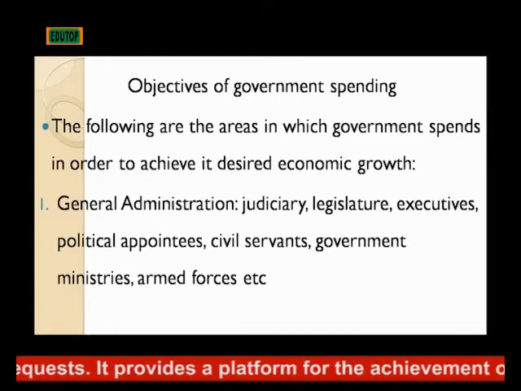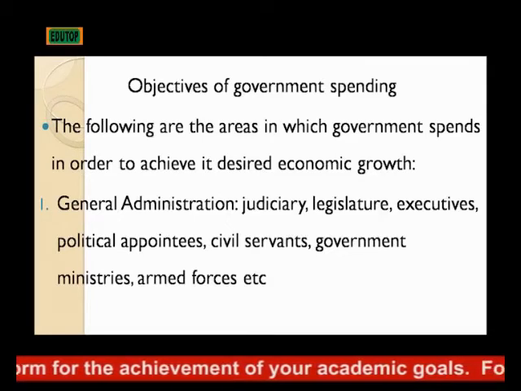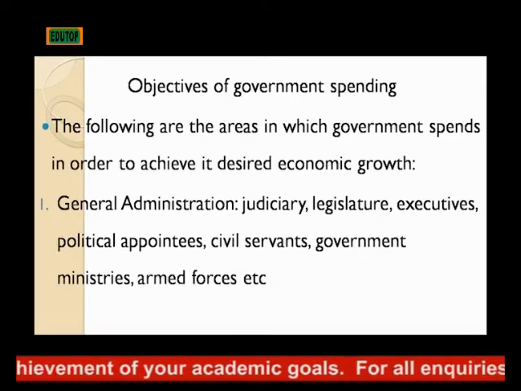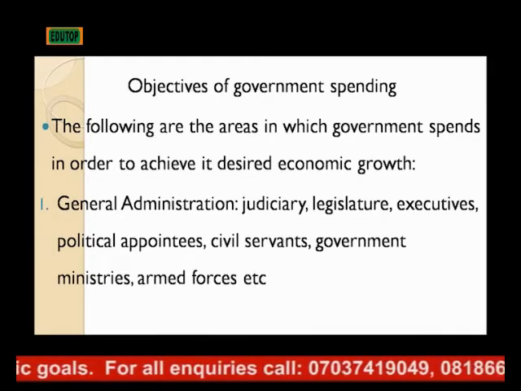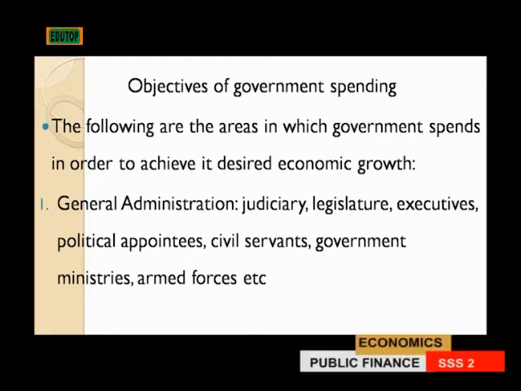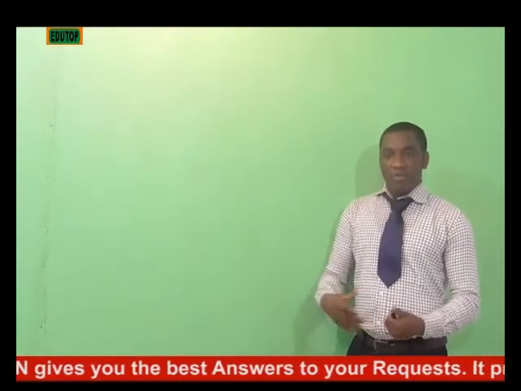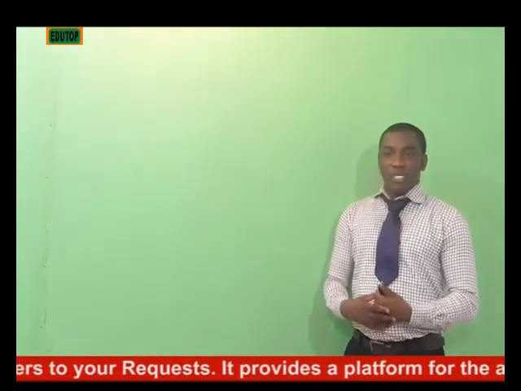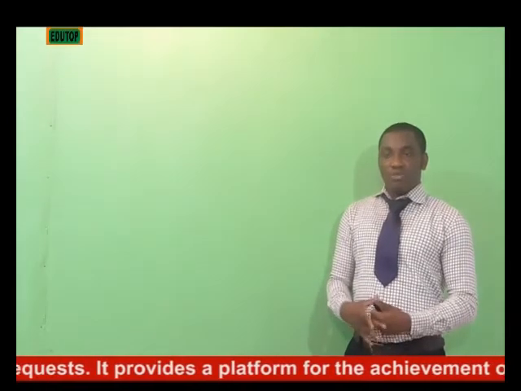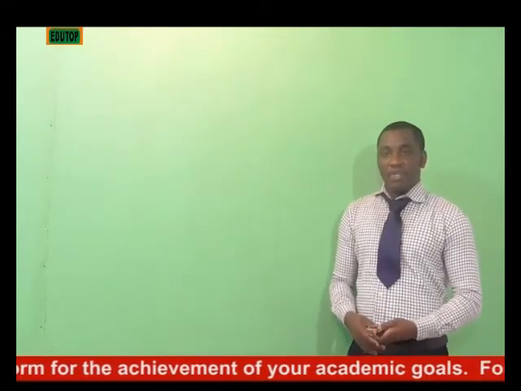The first area that we have is general administration. This general administration includes the judiciary, the legislature, the executives, political appointees, civil servants, government ministries, armed forces, and so on. All these arms and levels of administration in an economy, government usually spends on them in terms of their salaries and wages, in terms of buying equipment for them, like equipment for the armed forces, in order to keep the security of a country intact. All these are part of the general administration.